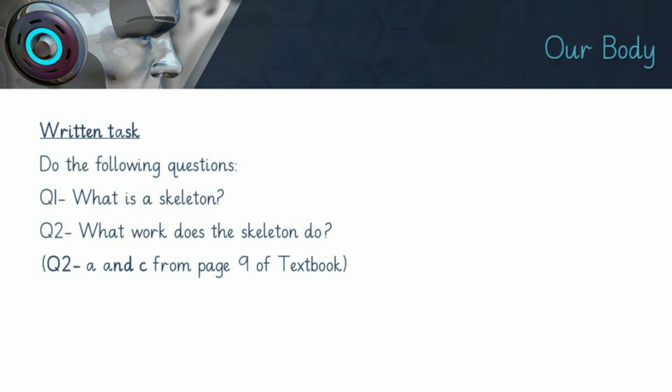Hope you have understood the topic clearly and this is the time to do the written task independently. Do the following questions. Question number 1. What is a skeleton? Question number 2. What work does the skeleton do? These two questions have been taken from your textbook from question 2 part A and C given at page number 9 of textbook. And I hope that you can do it independently.